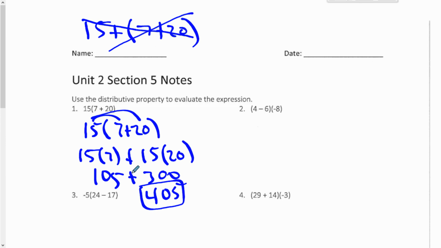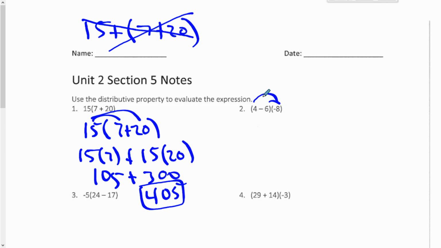Now, you could absolutely solve that problem just using order of operations. You could do 7 plus 20 and then multiply by 15, but we're just focused on working on the distributive property right now. For our next example, it's a little bit different because the number is to the right of the parentheses, but the fact that there's parentheses around the -8 tells us that we're using the distributive property and we're not just subtracting 8.